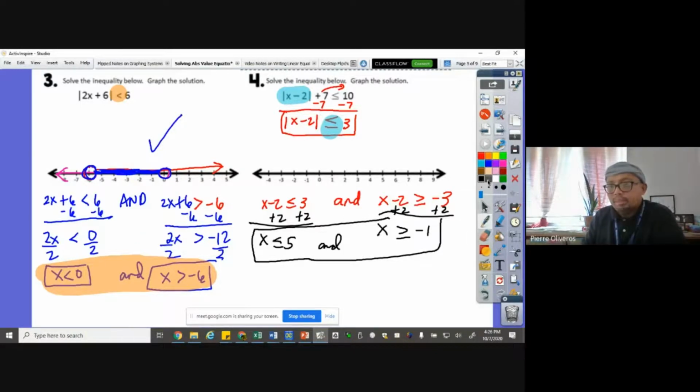And if we graph them, the 5 is right here, closed because of the equal sign, and it's going to the left. And the red one, negative 1, is closed also. It's going to the right. Did the red and blue graph intersect? Yes, they did. They intersected right here. Excuse me. At some point, you can erase this portion here. That's fine. Or you can leave it blank as long as you darken the intersection.